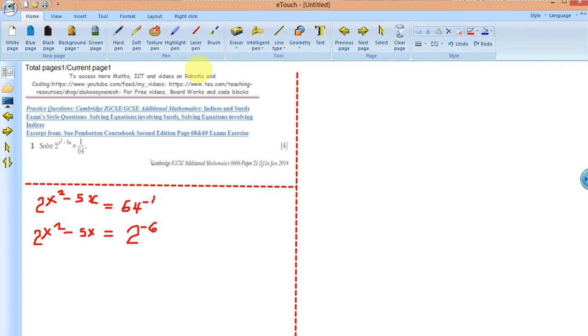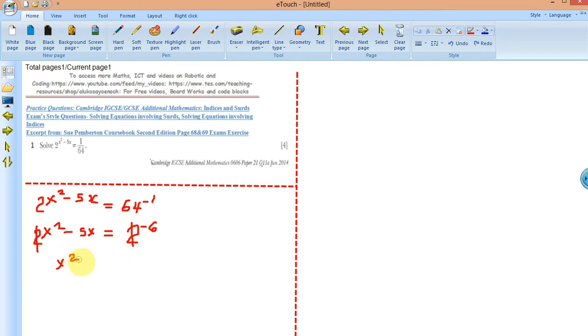Now if you look at the base on the left hand side and the right hand side, 2 is common, so it can cancel out. So the resulting equation is x squared minus 5x, then if you take minus 6 from the right hand side to the left hand side, that will be plus 6, equals 0. So what is this? This is a trinomial, actually a quadratic equation. Trinomial because it has 3 terms, quadratic because the highest power is 2.